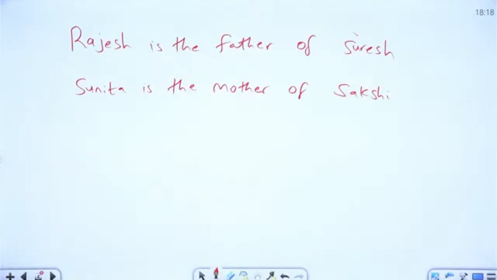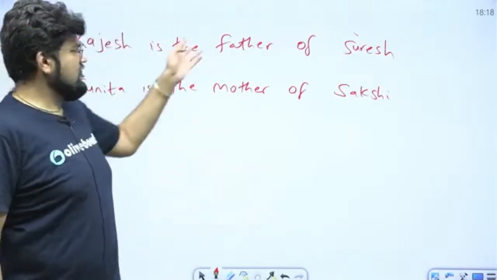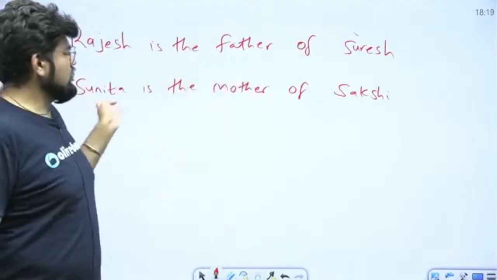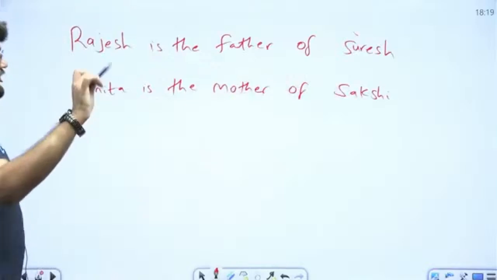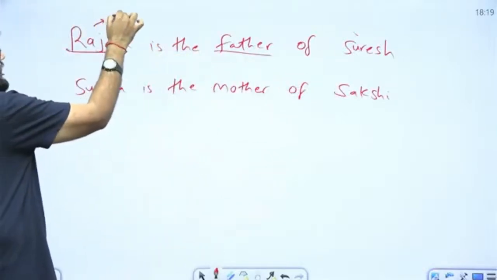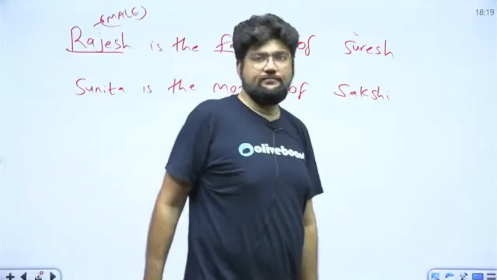Very good, Arvind. Excellent. I am very sure a lot of you who did not answer thought that it's correct, it's right. Rajesh is the father, he is a male. Suresh is the son, he is also a male. Sunita is the mother, she is a female. Sakshi is the daughter, she is also female. Rajesh is the father, this is given, so he is a male for sure. But about Suresh, we are not sure.